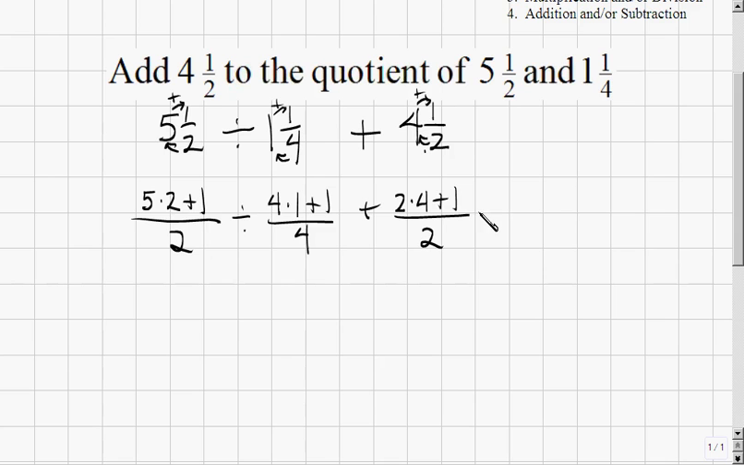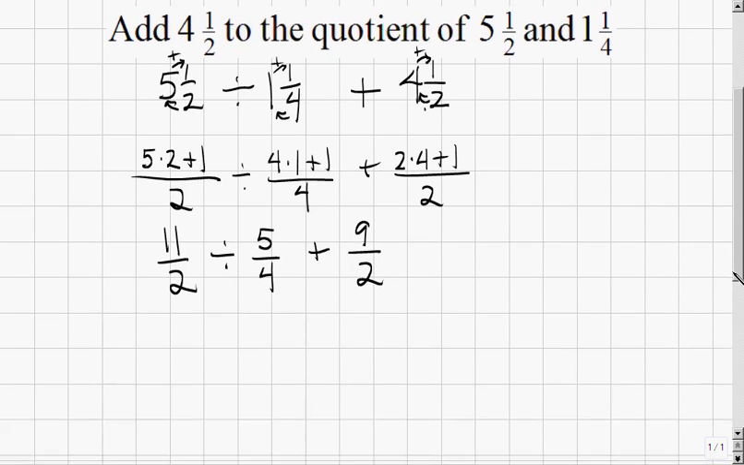Let's simplify these three fractions now. 5 times 2 is 10, plus 1 becomes 11 over 2. Divided by 4 times 1 is 4, plus 1 becomes 5/4. We're about to divide these two fractions. Plus 2 times 4 is 8, plus 1 becomes 9 over 2.